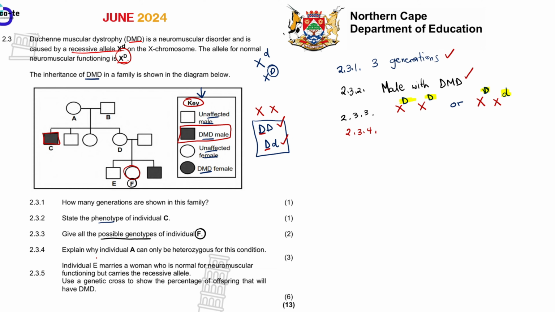2.3.4, explain why individual A can only be heterozygous for this condition. So individual A can only be heterozygous. You are being told, you are not trying to prove it, you already know that is true. That individual A, this female here, she can only be in a heterozygous condition. So she can only be X capital letter D, X small letter d. She cannot be in a homozygous dominant condition.